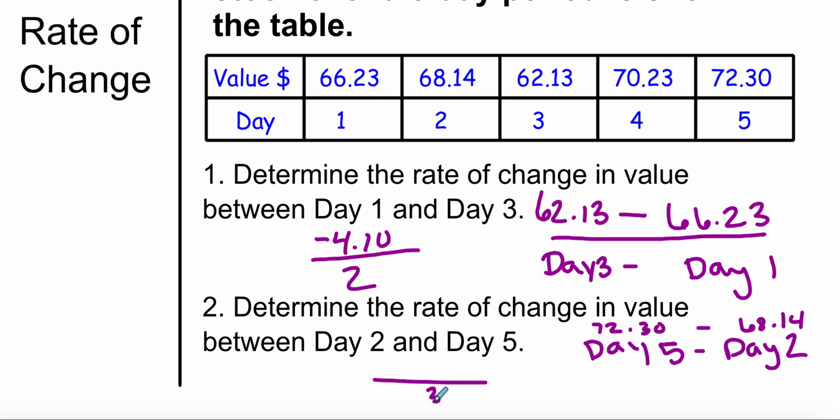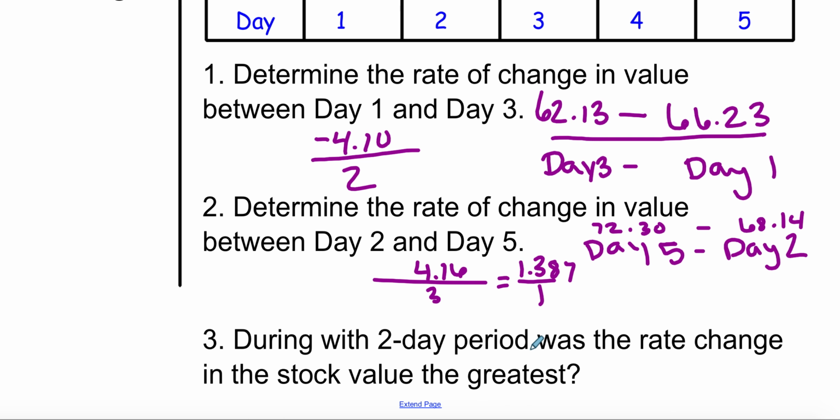Then we just have to take $72.30 minus $68.14, and we get $4.16 in the positive. So that would be the rate of change over those days. Sometimes what they have us do is we find the unit rate if we can. And in this case, it would just be an average because it's not exact. But we could do that by dividing both of these by 3 and finding the unit rate.